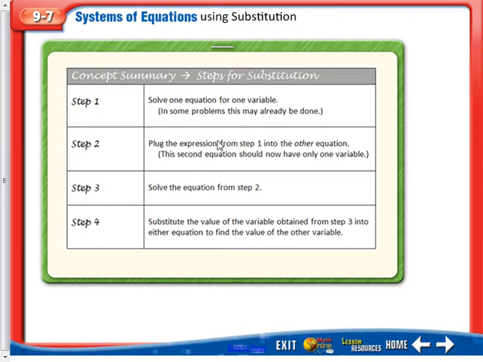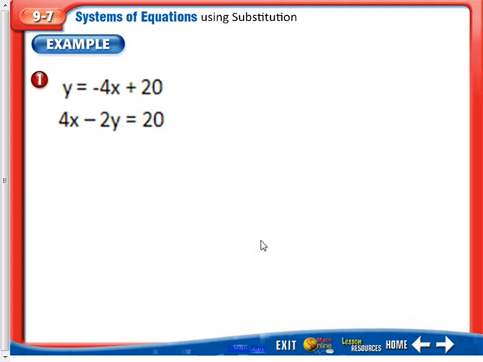Step two, plug the expression from step one into the other equation. So the second equation should now only have one variable. So again, we know that if you have one variable, there's only one solution. All right, step three, it says solve the equation from step two for the missing variable. And then step four, substitute the value of the variable obtained from step three into either equation to find the value of the other variable. So when we're done, we need to have both an x and a y variable. Okay, so let's do an example here. So this one is solved for y.